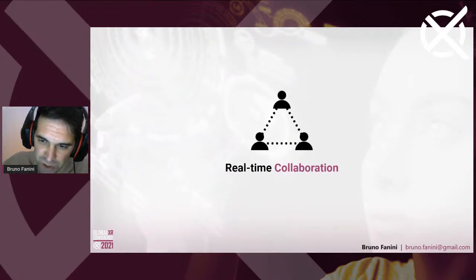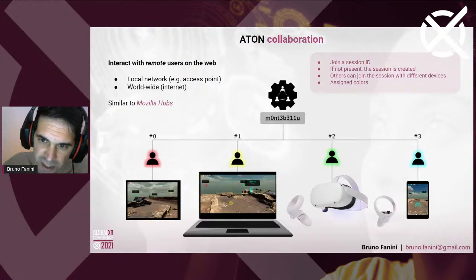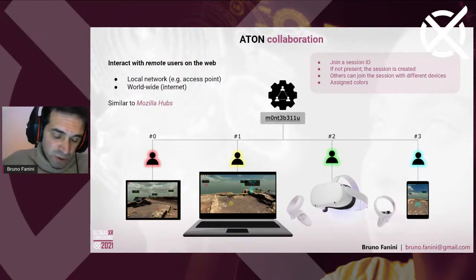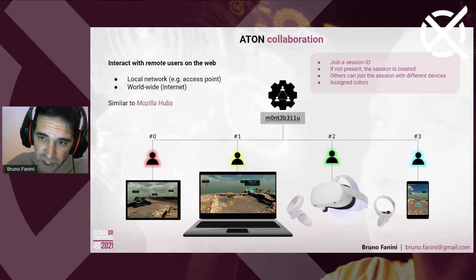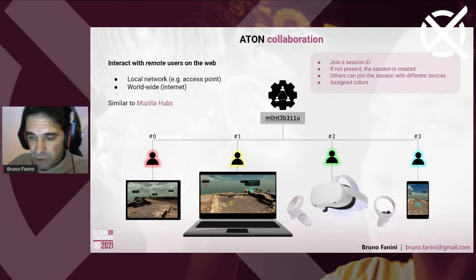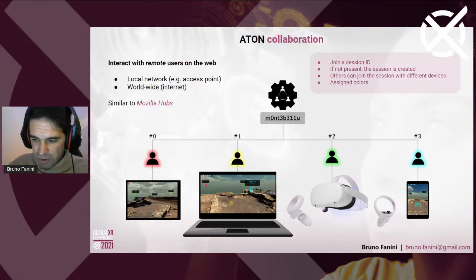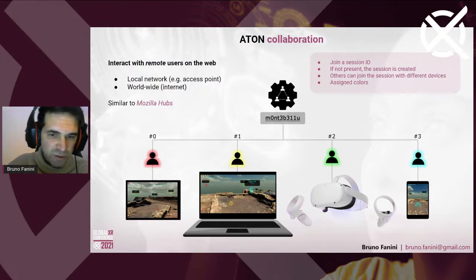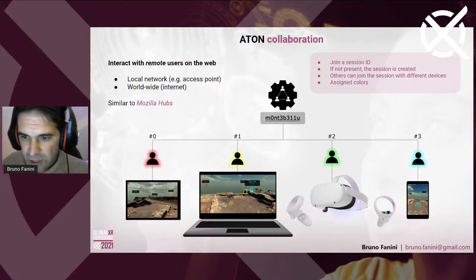Then, of course, another important aspect of the framework is that we have built-in real-time collaboration. That means that different people and remote users can access and interact together in the same session, in the same scene. And this is valid also for a local network, if you have, for instance, a local access point without internet connection, or in a worldwide context. So different people, possibly very far away, can access and interact together. This is a concept that is already seen and quite similar to Mozilla Hubs, but in this case, it is specifically designed for cultural heritage. As we'll see, there are specific tools and functions designed for this field.